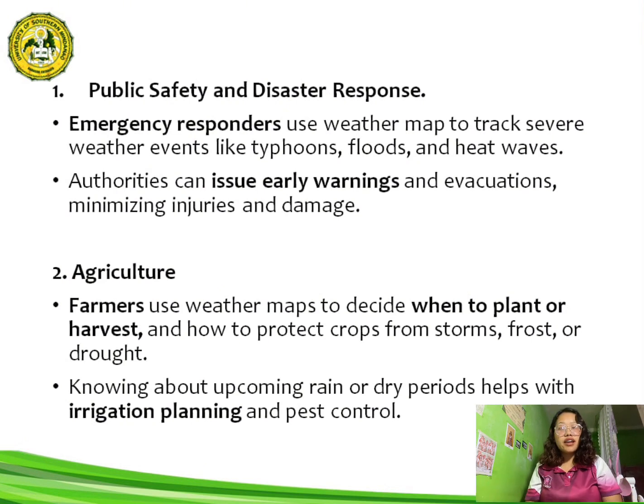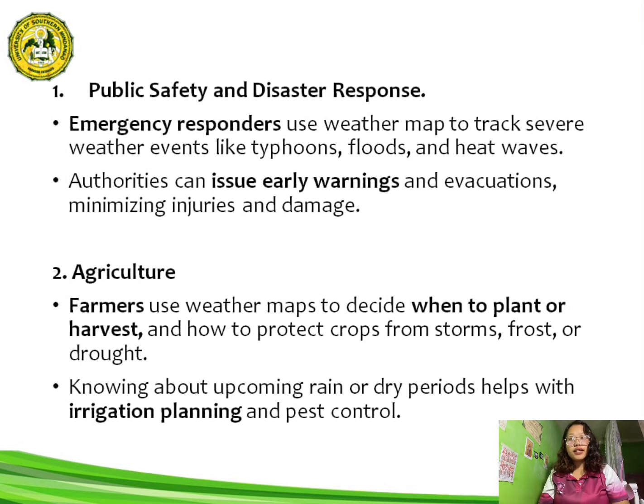So when there's a typhoon or a flood coming, weather maps help emergency teams warn people earlier. They can plan evacuations, send alerts, and most importantly, they save lives. Without proper map analysis, a lot of people would be caught unprepared.